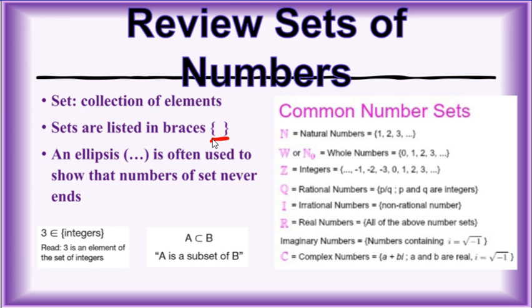And then common number sets, we have natural numbers, so 1, 2, 3, and then it just keeps going. We have whole numbers, which means it starts with 0 and then all the natural or counting numbers. We have integers, all positive and negative whole numbers. We have rational numbers, all those numbers that are integers, but they can also be written as fractions and decimals that end or repeat.